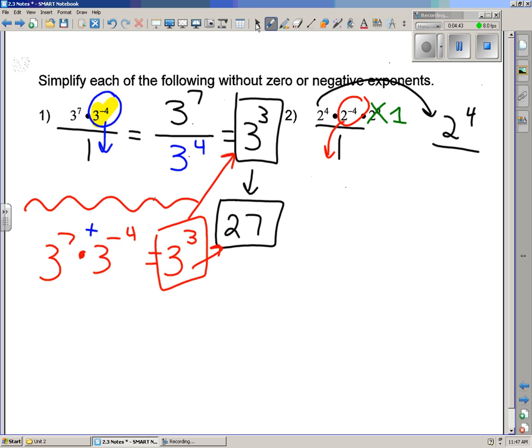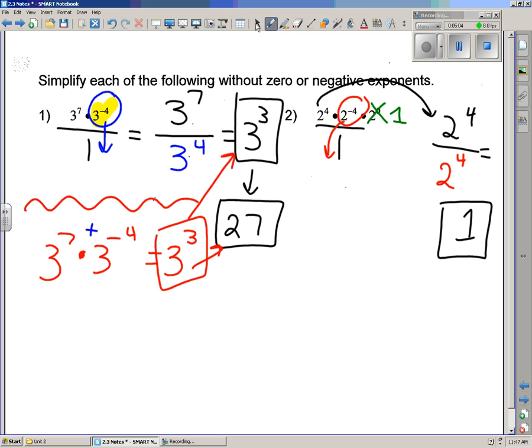The one that's circled in red, that 2 drops to the bottom. You out the negative. It becomes a positive. And then it's where are there more 2's, top or bottom? Well, they're equal. And anything divided by itself is just 1 whole. That's your final answer.